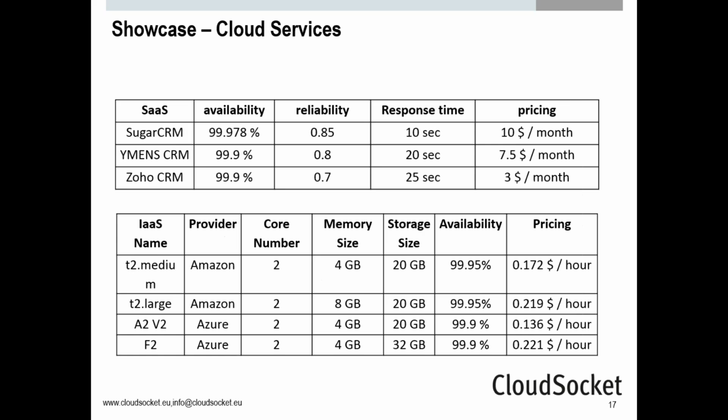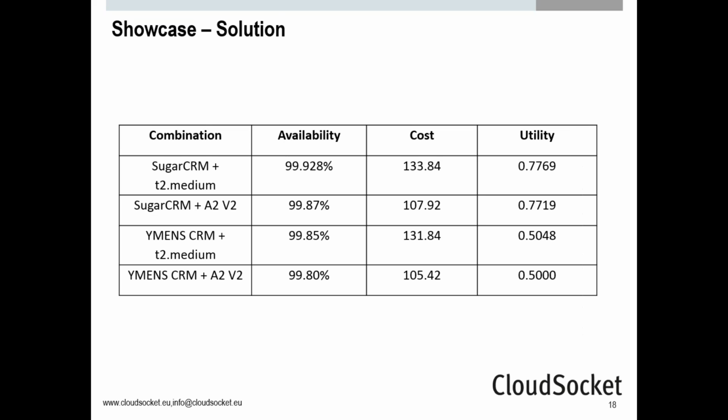So based on the requirements and the solution space, the system will automatically perform service discovery and selection and will derive 4 main solutions that map to the combination of different services.